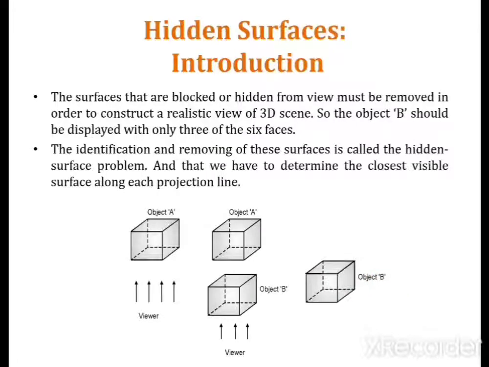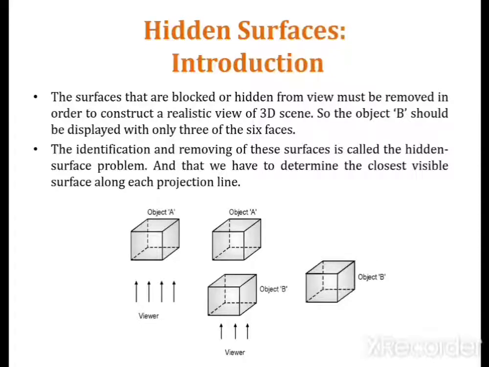So the surfaces that are blocked or hidden from the view must be removed in order to construct a realistic view of the 3D scene. It means whenever we are looking at an object that is 3D in nature, some of the surfaces of that object may get blocked or hidden. Then whenever we are constructing its real view on the 2D plane, we have to remove such hidden surfaces, because we are not able to see those surfaces.